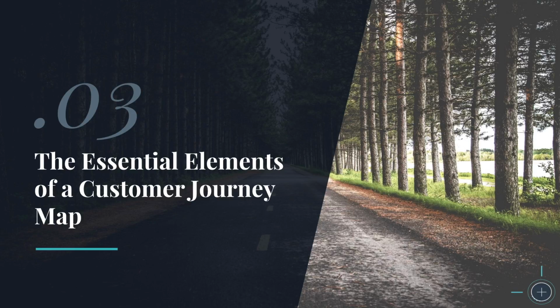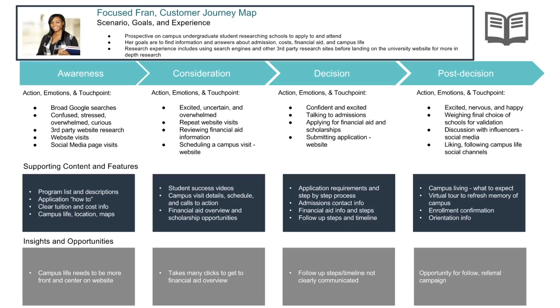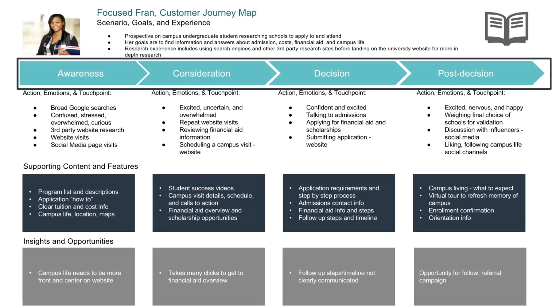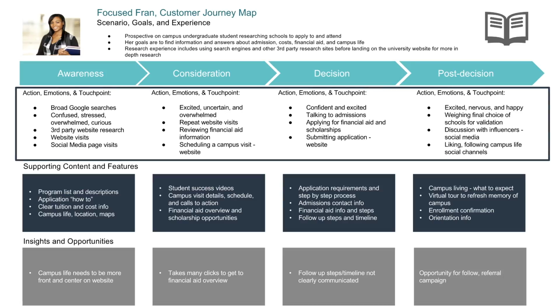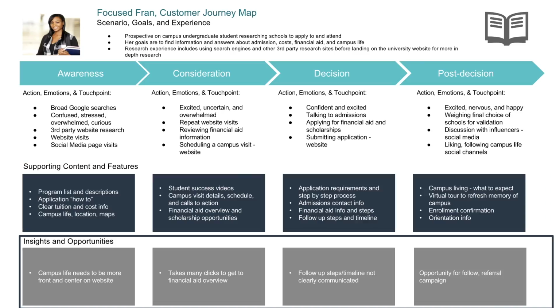So, though as we discussed, a customer journey map may take different forms, we at SilverTech typically use the timeline, and we have identified 5 essential elements of a successful journey map. They are persona, stage, action, emotion, and touch point, supporting content and features, and insights and opportunities. So we'll go through each of those elements and describe in more detail.